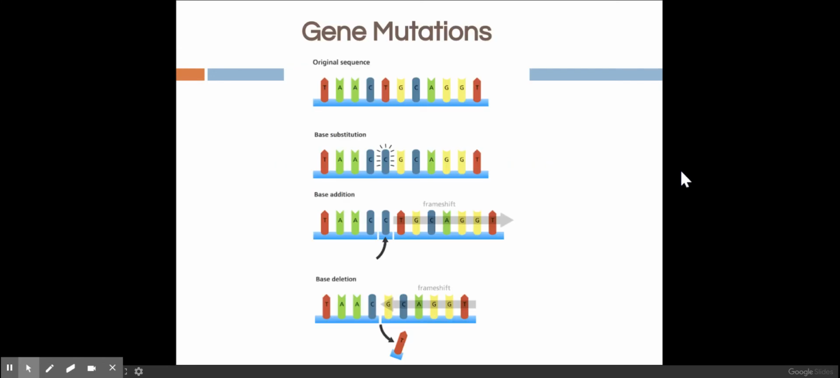Again, the ones we're going to focus on are a substitution, addition, or deletion. And that's just what it sounds like. A substitution, you substitute one nucleotide for another nucleotide. An addition or insertion, you're going to add one. And a deletion, you're going to take one away.